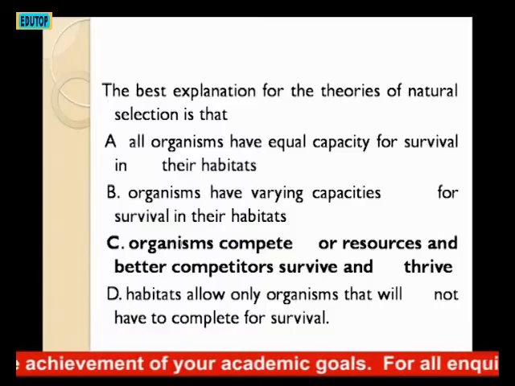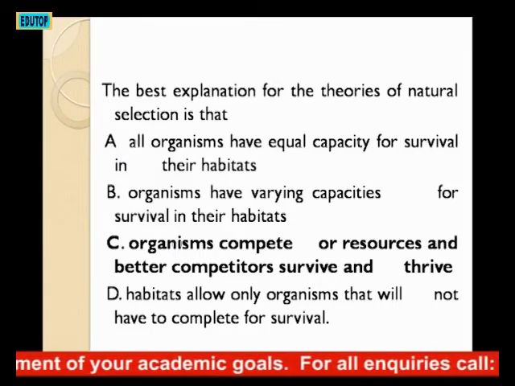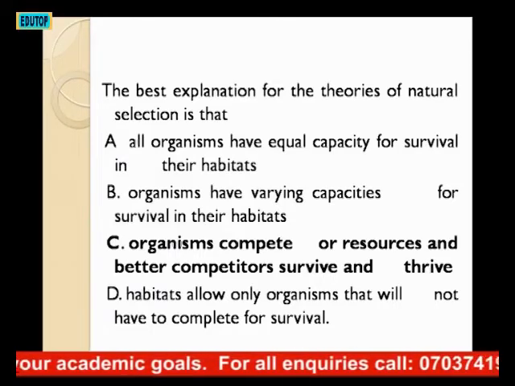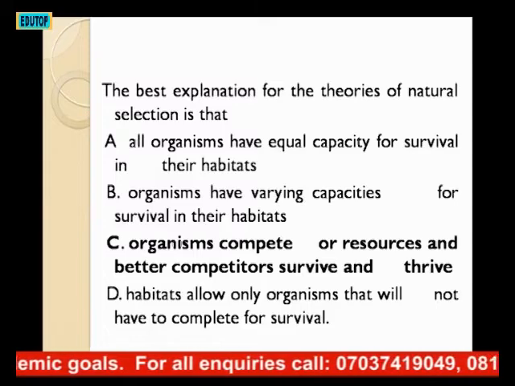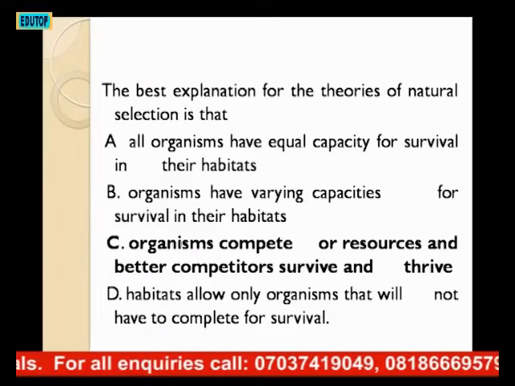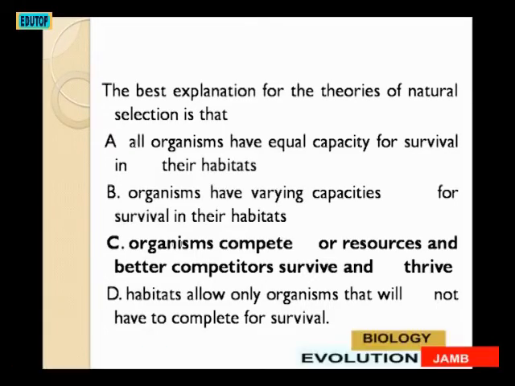The next question. The best explanation for the theory of natural selection is that A. All organisms have equal capacity for survival in their habitats. B. Organisms have varying capacities for survival in their habitats. C. Organisms compete for resources and better competitors survive and thrive. D. Habitats allow only organisms that will not have to compete for survival.